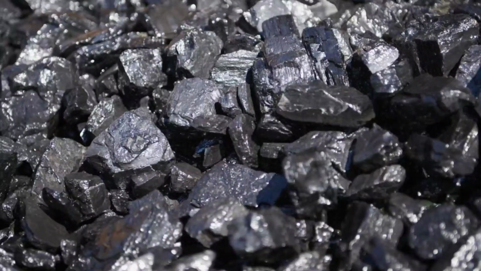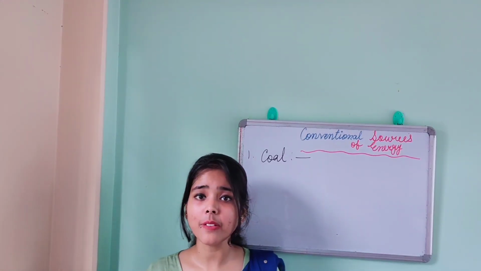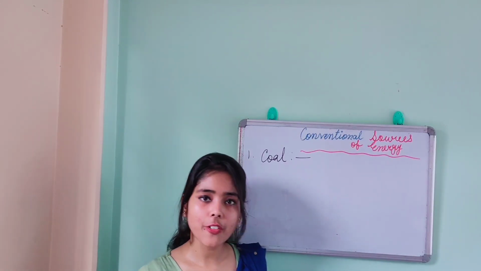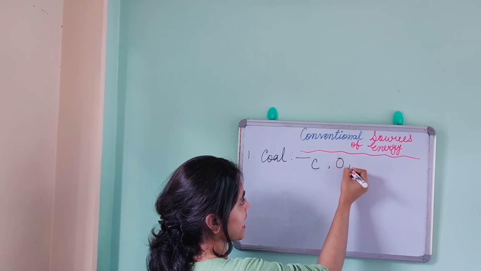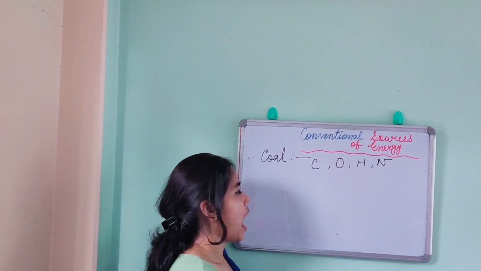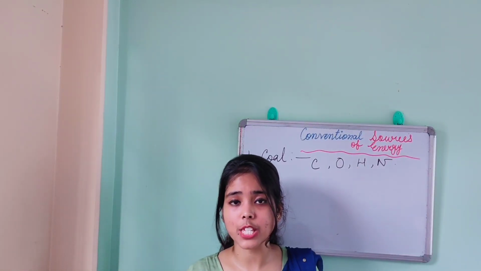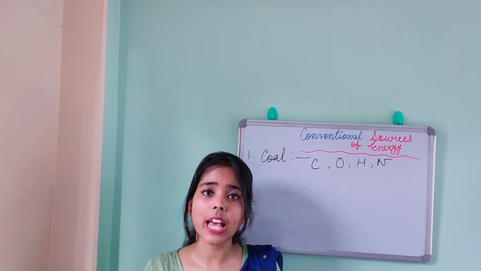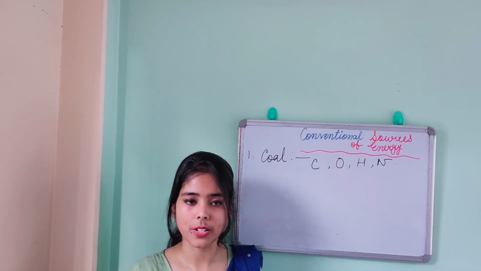Coal is generally a combustible stratified rock of organic and mineral matter. Generally, coal is composed of carbon, oxygen, hydrogen and nitrogen. How is coal formed? Due to the sedimentation process, when the decayed animal and plant bodies have been compressed, after this it has been solidified and then coal has formed.